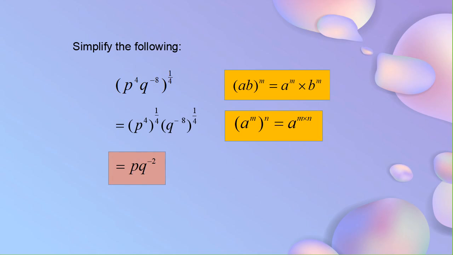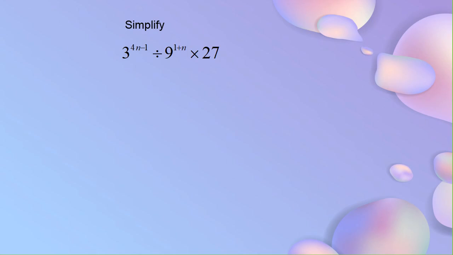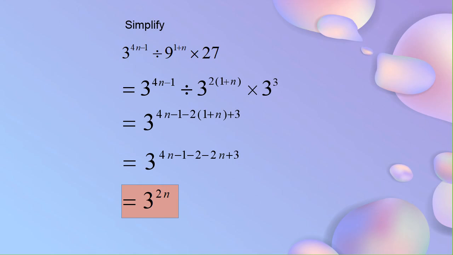Now let's try this question. To solve this question, since all the bases are different, first you need to convert all the bases to a same number, which is 3, since 3 is the factor for number 9 and 27. Then you can solve this question. Remember, for multiplication, you need to add the index. For division, you need to subtract the index, and you get the final answer 3 raised to the power of 2n.